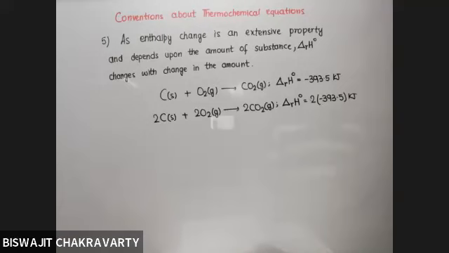So whenever you multiply the whole equation with the same number, you have to multiply the delta H value, no matter whatever be the type of reaction, with the same number, because it is an extensive property, and extensive property means it depends upon the amount of substance. If you double up the amount of substance, then delta H associated with it will also be doubled up. So these are the points which must be taken care of when you are dealing with thermochemical equations.